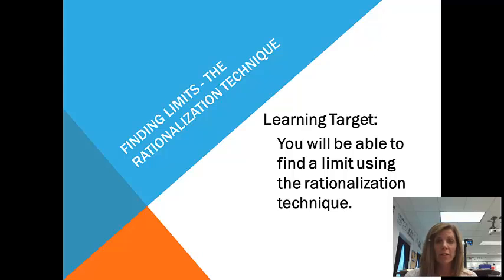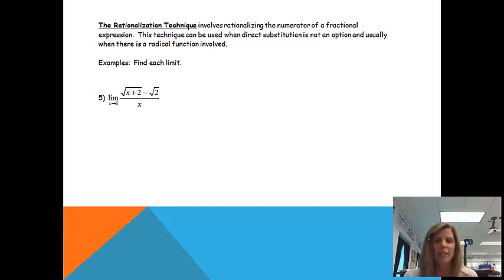So you're trying to find a limit without your calculator. You have tried direct substitution and that doesn't work. You notice that you cannot cancel anything, so the cancellation technique doesn't work. So now what do you do? Well, actually there is another method. At the end of this lesson, you'll be able to find a limit using the rationalization technique.